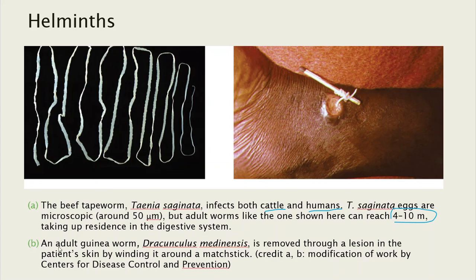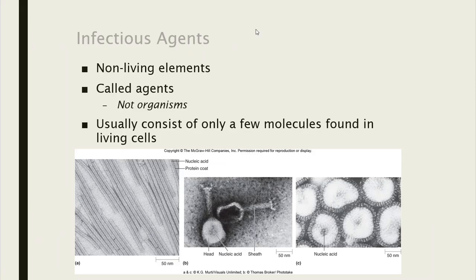Here's a different one, the adult guinea worm, Dracunculus medinensis. And these guys, they're actually taking a matchstick and wrapping it around it and trying to pull it out one little bit at a time. These are not something you get through food. That would be something that would penetrate your skin, or you can get it through contaminated water.